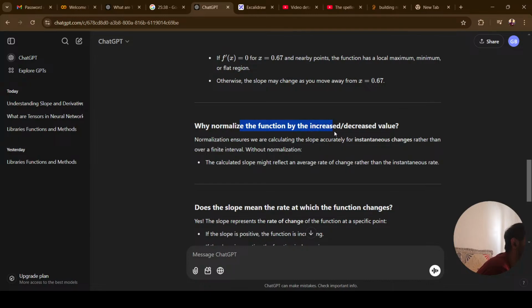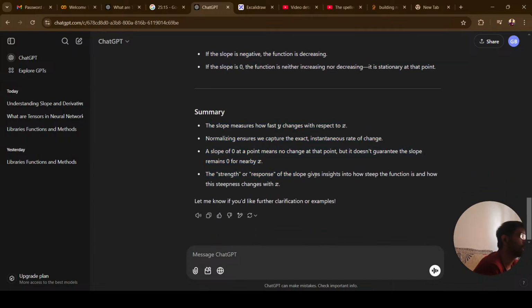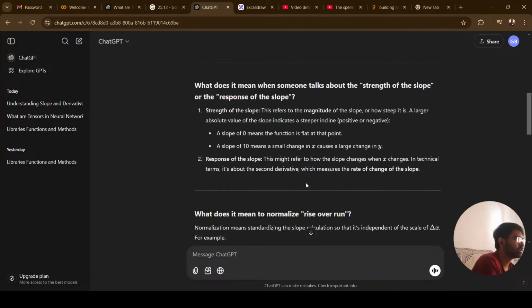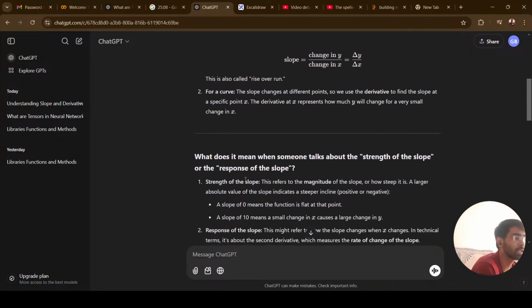Why is the slope normalized by the infinitesimal change? Normalization ensures we are calculating slope for instantaneous changes rather than for a finite rate. Does the slope mean the rate at which the function changes? Yes, the slope represents the rate of change. If the slope is positive, the function is increasing; if zero, stationary. Okay, yeah, I got it. Somehow I do get the clarity.